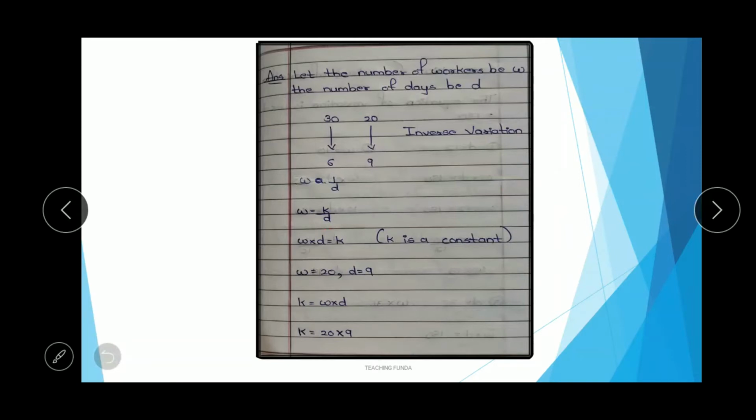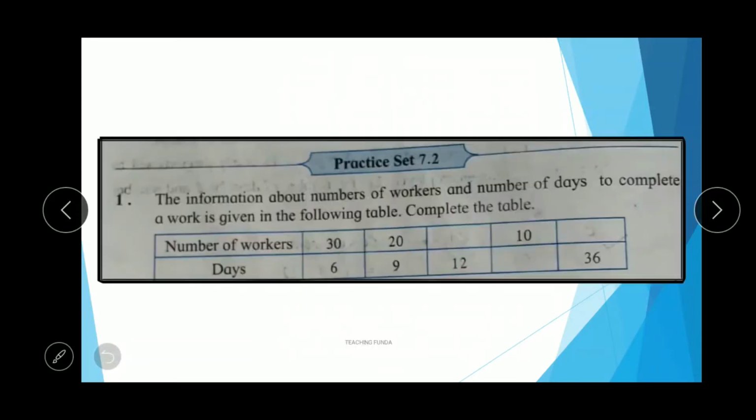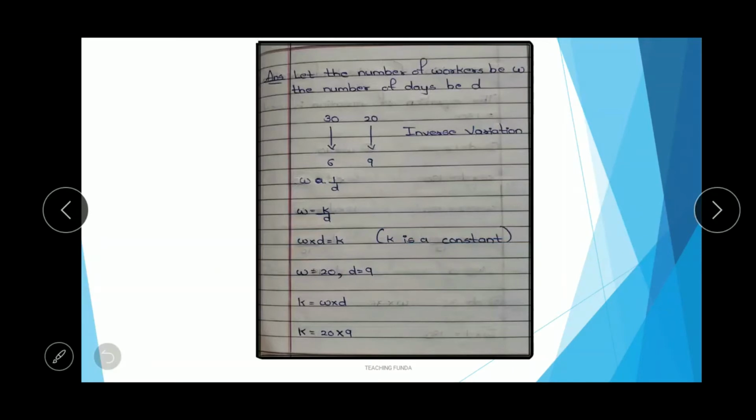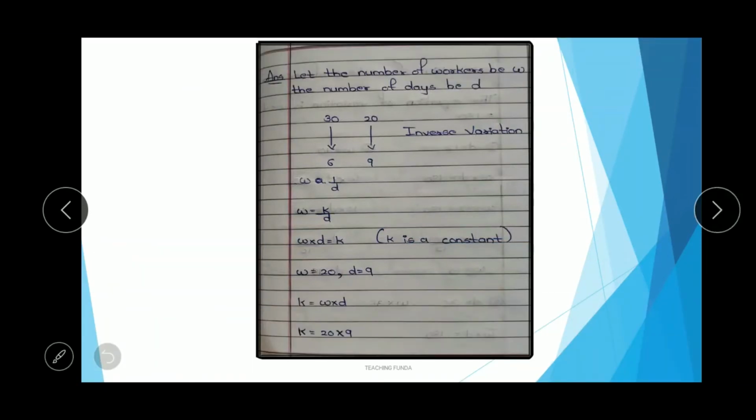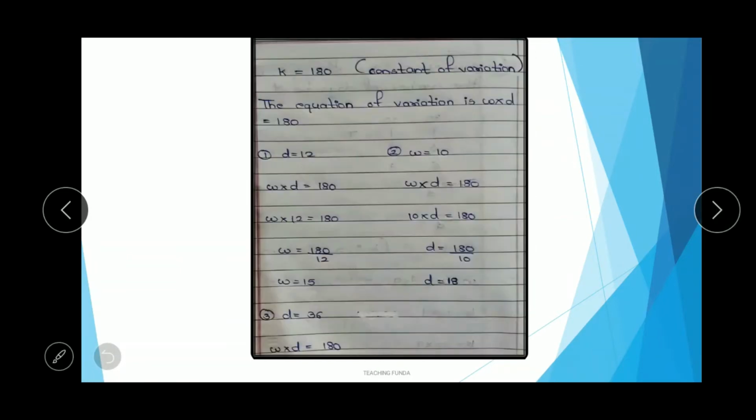What is given here? In our first step the numbers given are 20 and 9. You can consider this also, this also. Anyway, the constant will be the same. So here I am considering this one, W is 20 and days is 9. So k is equal to W into D. So 20 into 9 is what? 180 is the constant of variation.